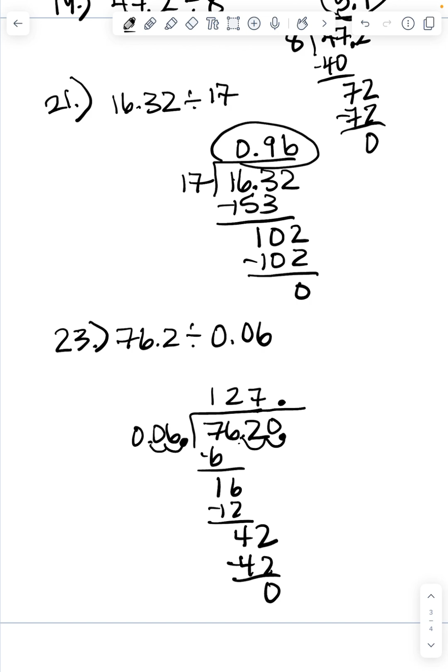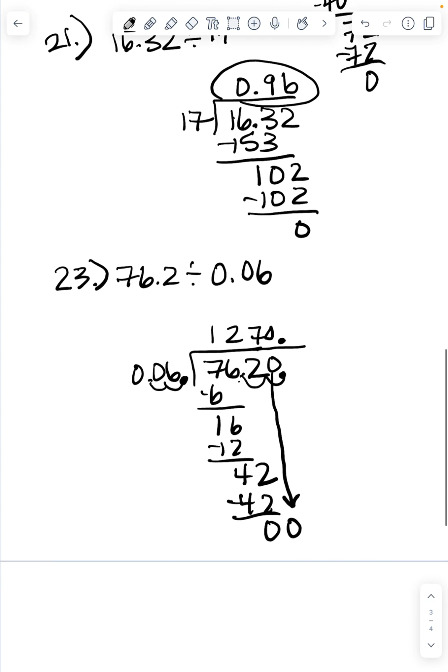Just be really careful here because you had this extra 0 that must be brought down because it's before the decimal point, which means you've got another 0 that has to go in here. It's a placeholder. Very important that you didn't miss that one. So the answer is 1,270.